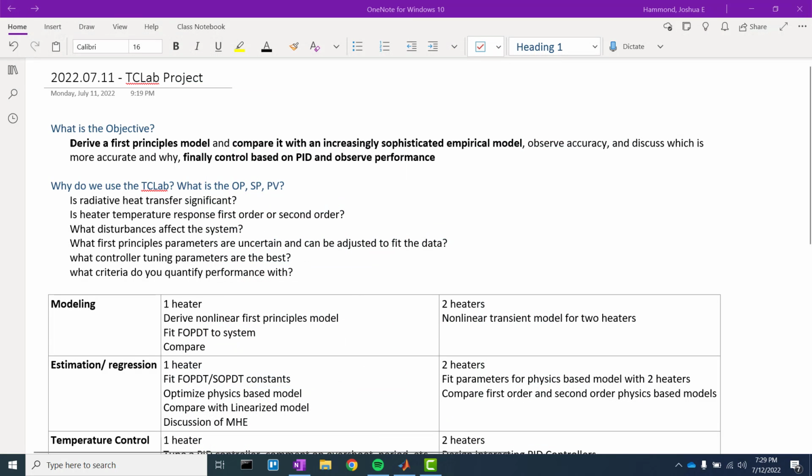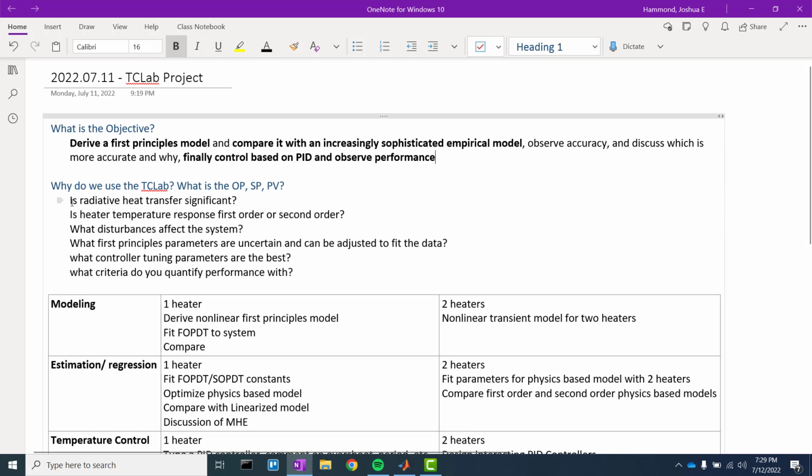So our objective in this whole three-segment project is to derive first principles models and compare them with increasingly sophisticated empirical models. We'll look at the accuracy and discuss which is more accurate and why. And then finally, we'll control based on PID, and look at the performance there. And the fun part is we'll do this not just with one, but two of our heaters. We'll be using both of them at the same time. The general pattern will be the first lesson will be applying a principle with one heater, and then it'll set you to work doing it with two heaters.